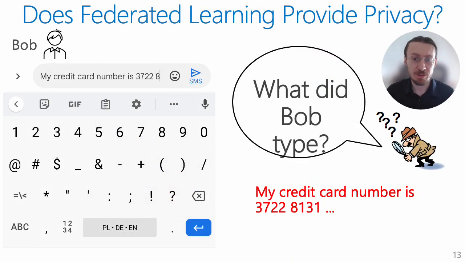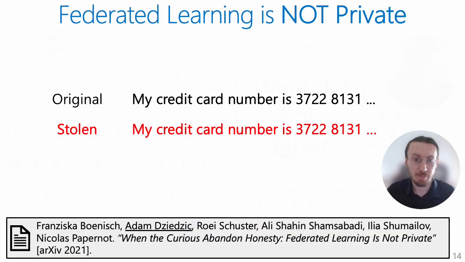However, the question is, if Bob types some information on his smartphone that might be sensitive, for example, "my credit card is," could someone steal this information from his device? In the previous lecture, Francesca showed that federated learning is not private. We can steal individual training samples from the updates that clients send back to the server. Here, the original text is what Bob typed on his smartphone. Then we can extract exactly the same text. Extraction is perfect. There is no reconstruction error.